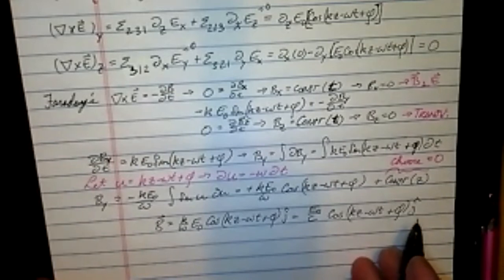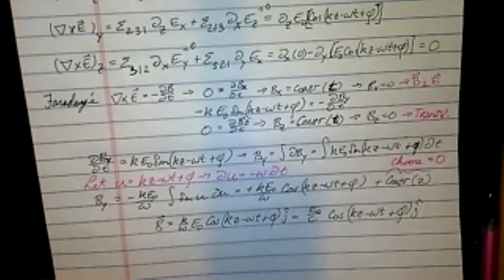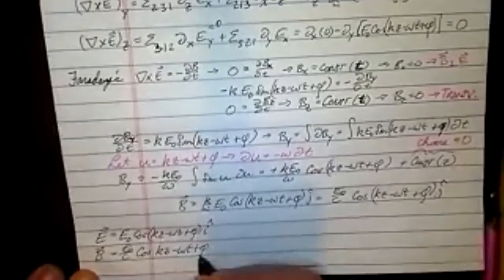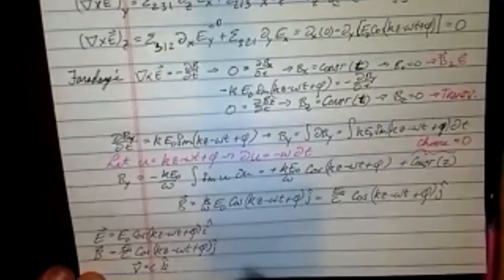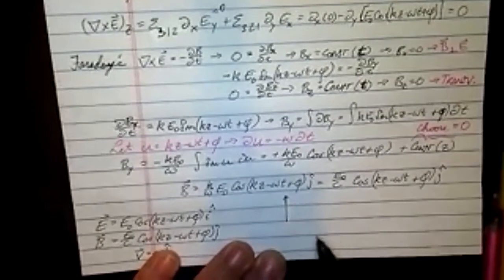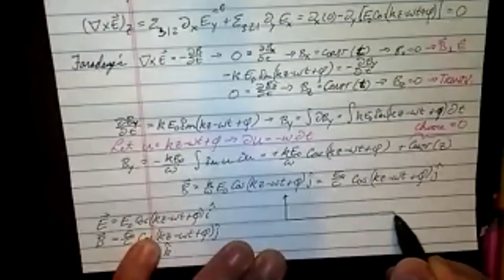So ultimately what we've learned is that E and B are in fact transverse waves perpendicular to one another, and since they're transverse, they're perpendicular to the velocity. E is equal to E0 cosine of kz minus omega t plus some phase that we can get from the initial conditions, all of this in the i hat direction. B equals E0 over c cosine of kz minus omega t plus phi. In this case, it happens to be in the y direction, and the velocity v is equal to c in the k direction. In fact, if I wish to draw this, let's let this be our x direction. Let's let this be our z direction.